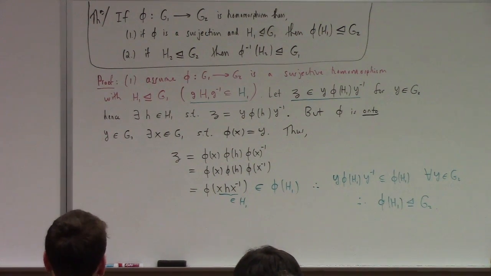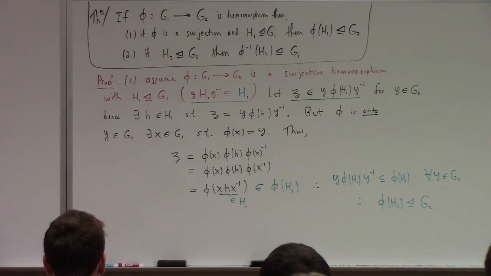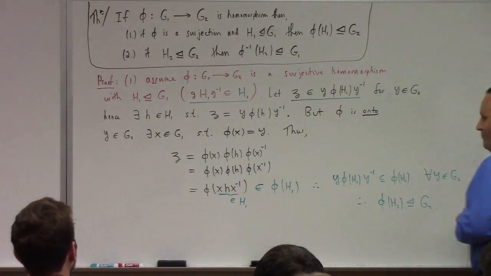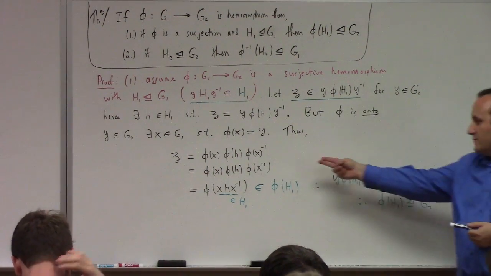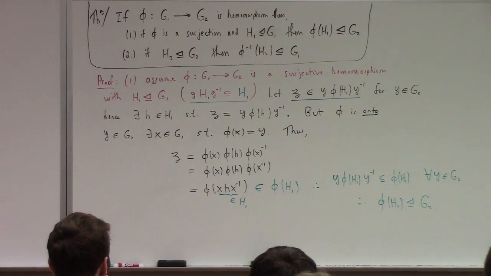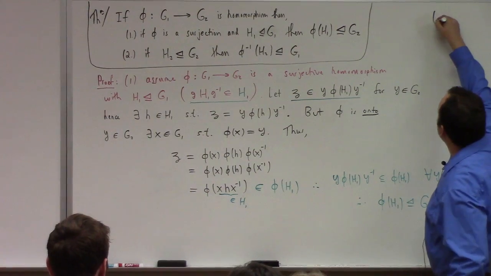I didn't really do anything tricky there, did I? I just followed definitions, right? I used the homomorphism property. I used something we already worked out in the previous class. I really didn't do anything very snazzy here. How about 2?